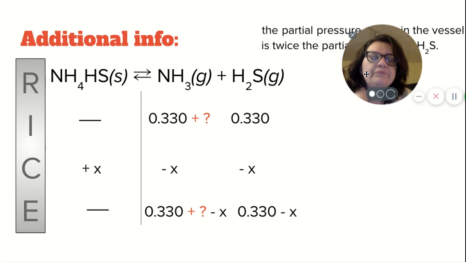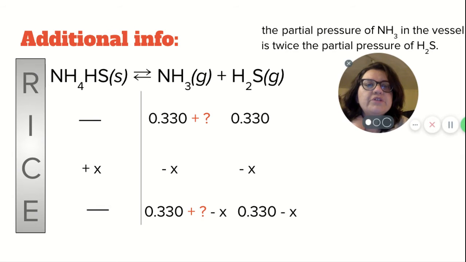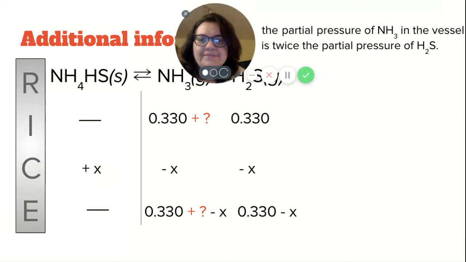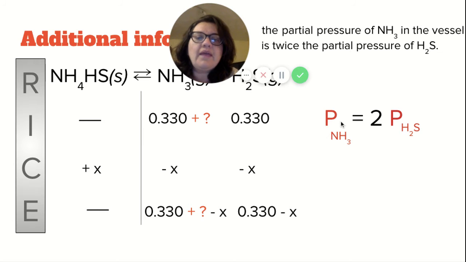Okay, so what else do I know? I know that the partial pressure of NH3 is three times the partial pressure of H2S. So how can I write that? Partial pressure of NH3 equals 3 times the partial pressure of H2S.